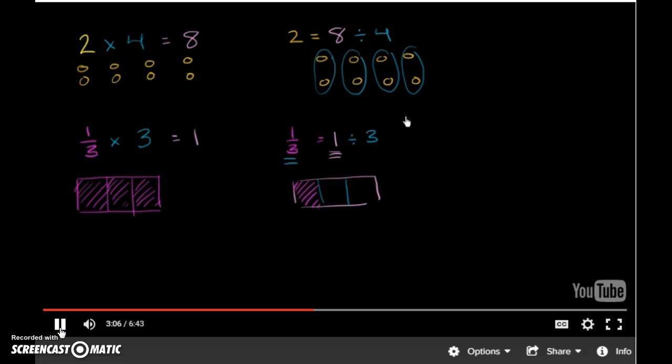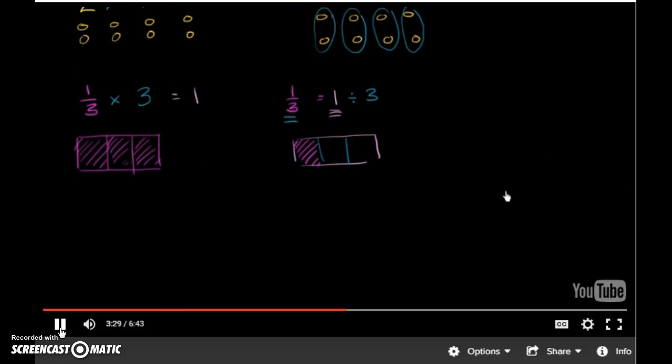Now this leads to an interesting question that might be popping in your brain. Notice we have 1 as a numerator, 3 as a denominator, and we just said that this is equal to the numerator divided by the denominator. 1/3 is the same thing as 1 divided by 3. Is this always true for a fraction? Well, let's just do the same thought experiment, but let's do it with a different fraction. Let's take 3/4 and multiply it by 4. So multiply it by 4.